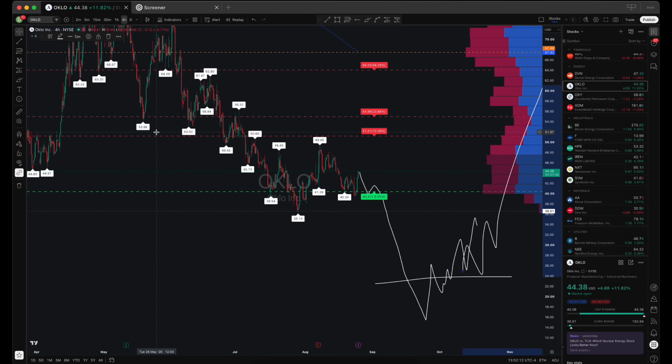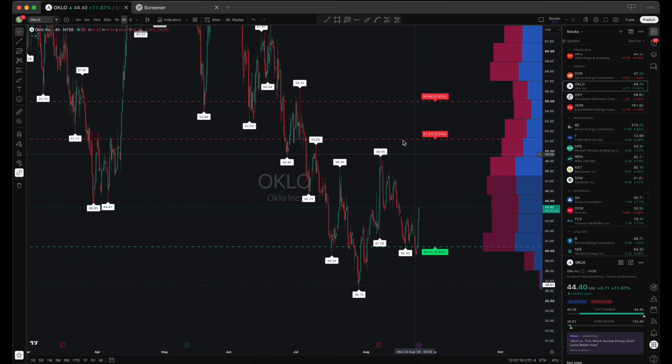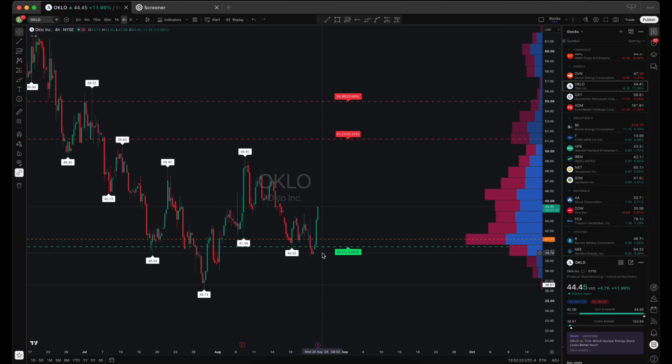So I've been selling puts on OKLO for the last like 2 weeks. This is the first week I actually didn't do it, and you can see we're up almost 12% today, which is absolutely unreal. I love to see that. But in particular, I actually elected not to sell a cash secured put this week. It was going to go at a $40 strike price anyways.